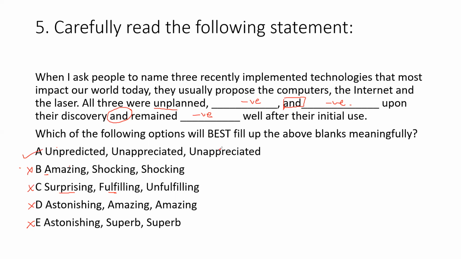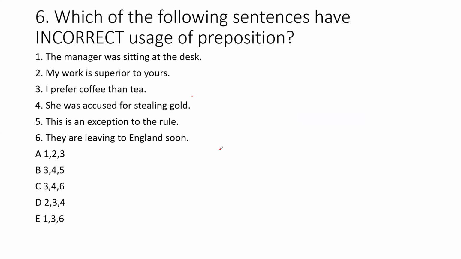Let's look at question number 6. In this question, we are asked to look for the incorrect usage of preposition. So some preposition has gone wrong and we have to identify that. First sentence, the manager was sitting at the desk. So when we say manager was sitting at the desk, the sitting is always followed by at.